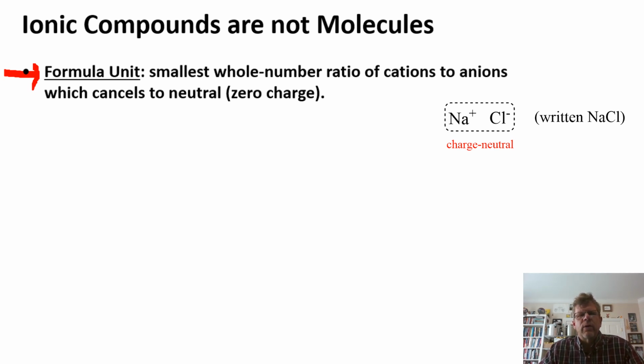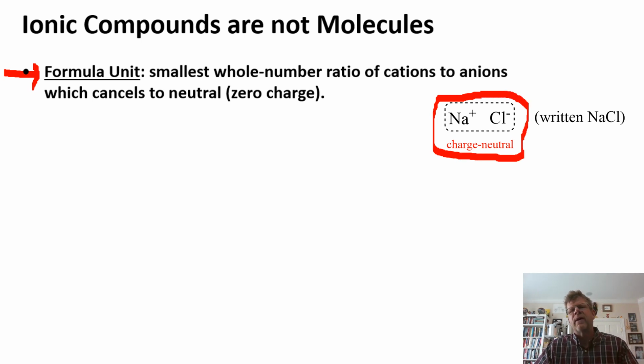To define a formula unit, it is the smallest whole number ratio of cations to anions, which cancels to neutral, which means a zero charge, as we saw before. With the sodium and chlorine that we looked at before, we find that what we have here is not a molecule. Notice I've put that dotted line around it. That's considered a formula unit, one sodium to one chlorine. Why? Because that one positive charge cancels out that one negative charge. That's a one-to-one formula unit.